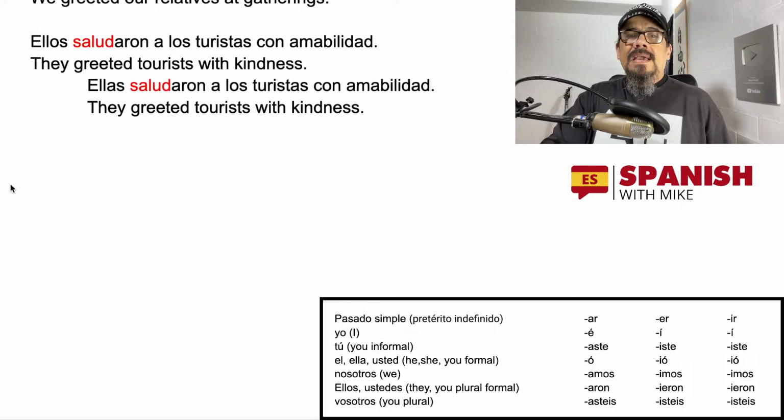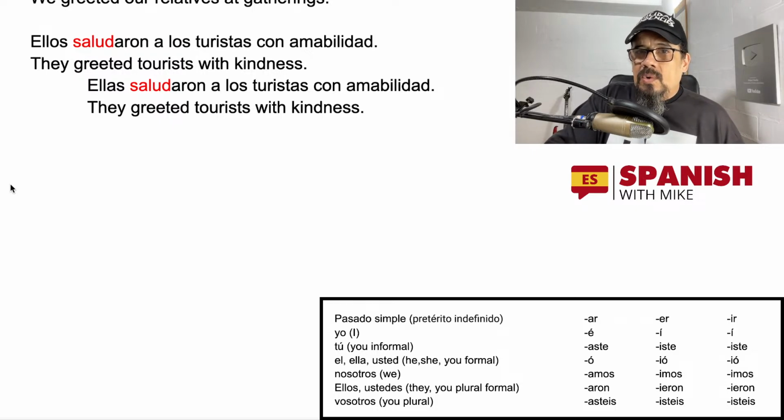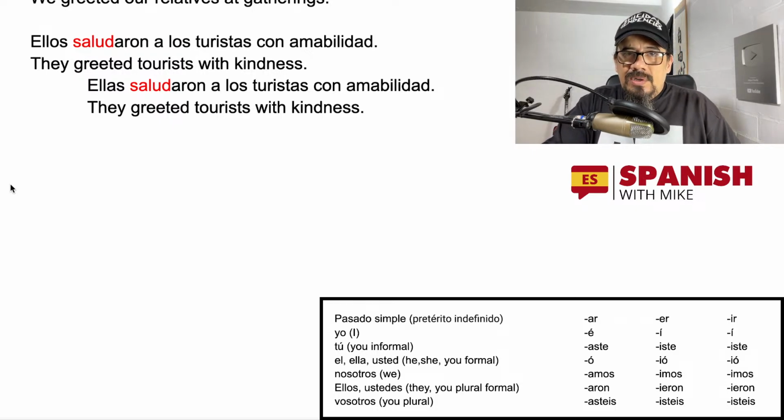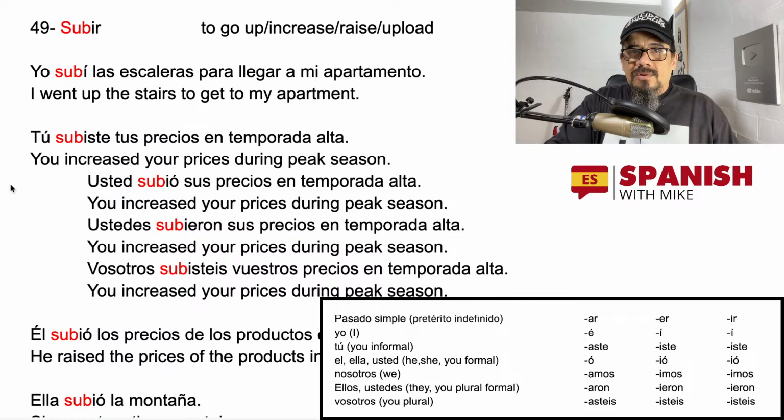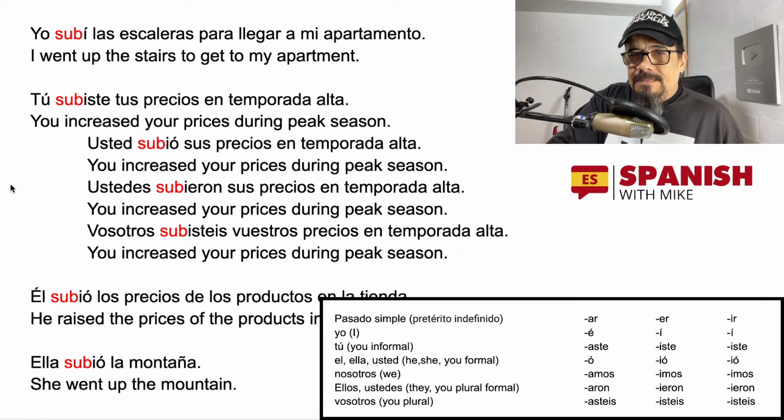And ellos saludaron a los turistas con amabilidad. They greeted tourists with kindness. Male. Ellas saludaron a los turistas con amabilidad. Female. Let's move to verb 49. Subir, to go up, to increase, to raise, to upload. Yo subí las escaleras para llegar a mi apartamento.